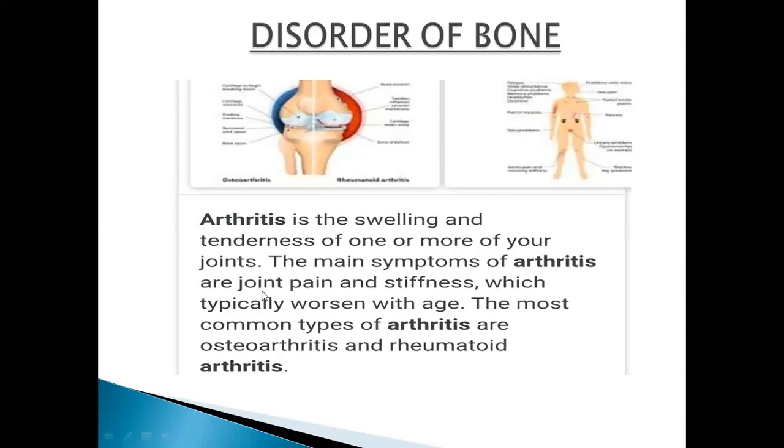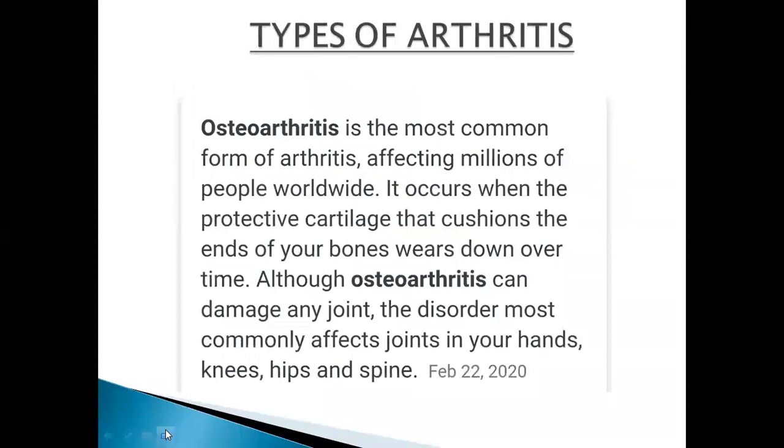The main symptoms of arthritis are joint pain and stiffness, which typically worsen with age. The most common types of arthritis are osteoarthritis, rheumatoid arthritis, and one more, gout. I'm going to tell you all of these one by one. So let's see first the osteoarthritis.